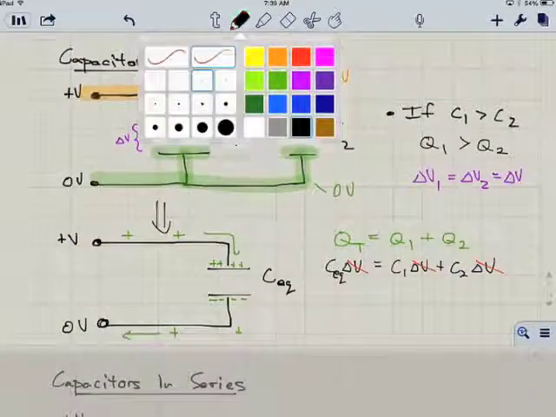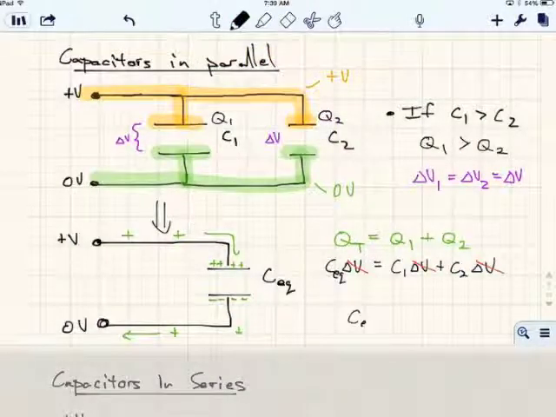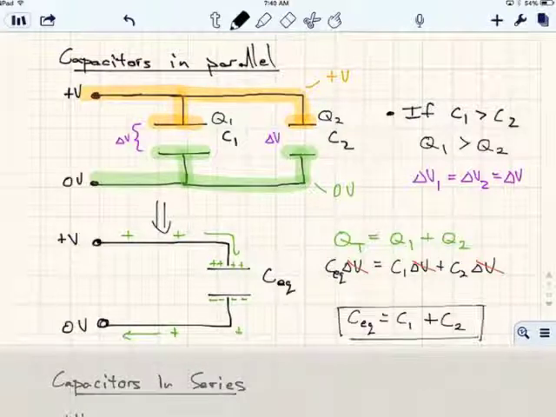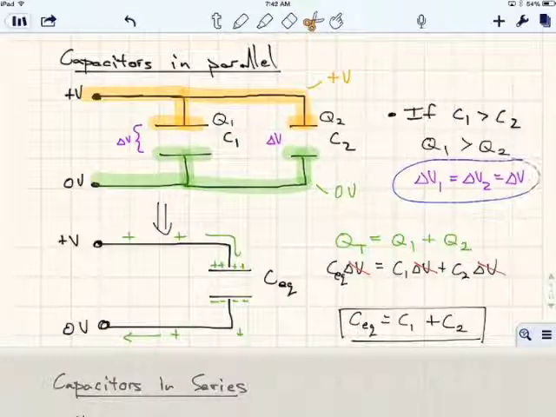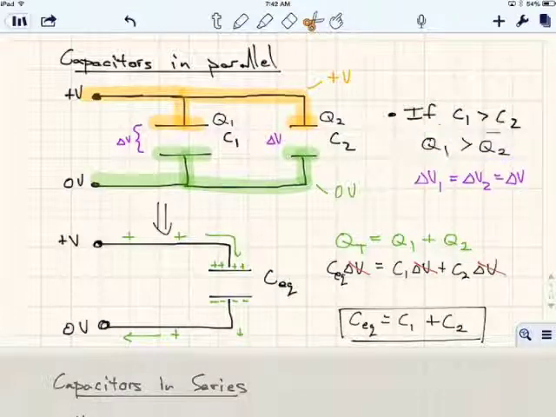And what we're left with is that the equivalent capacitance for capacitors connected in parallel is simply the sum of the individual capacitances. The important thing to remember about capacitors connected in parallel is that each capacitor has this change in voltage, and they're going to be the same across both capacitors. However, the charge on each capacitor is going to be different, and you can tell which one has a larger charge based on the capacitance of the capacitors.